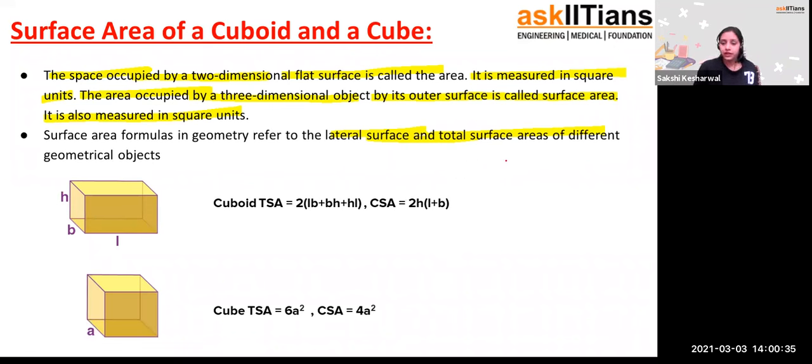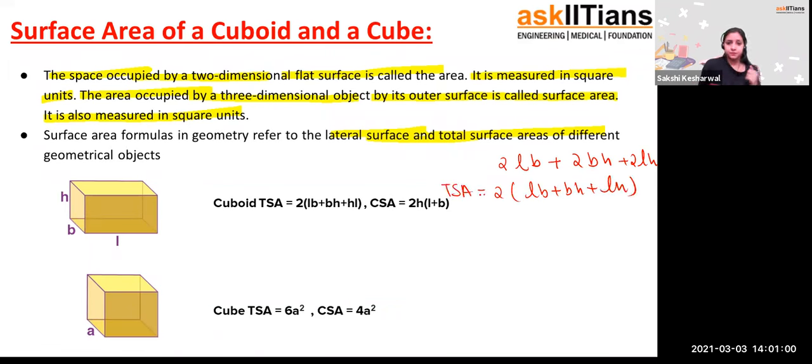We get two times LB, right? Then we get two times BH, like side. LB is like top and bottom, right? BH is side. And LH is the front and the back, right? So this is two times LH, right? Can you take the two common? So this is two times (LB plus BH plus LH), which is known as what, beta? Total surface area. In short, we write TSA, just for convenience, right?